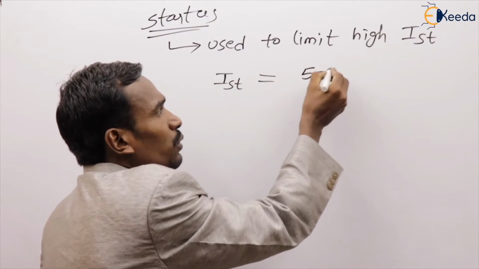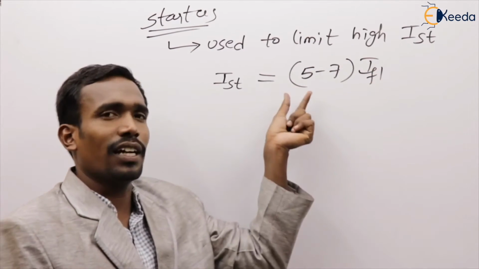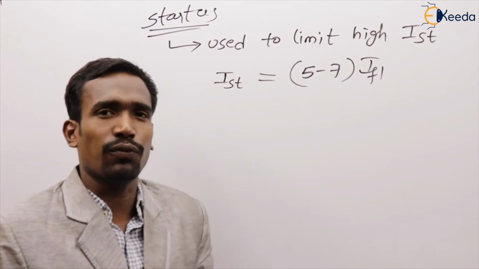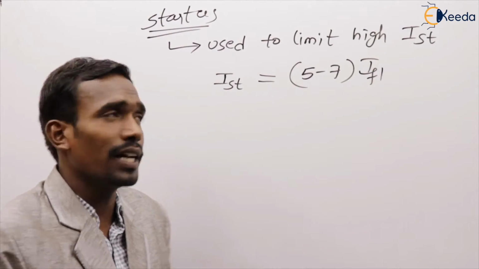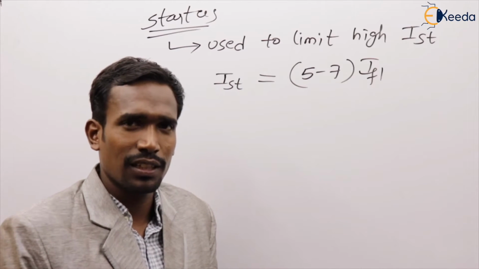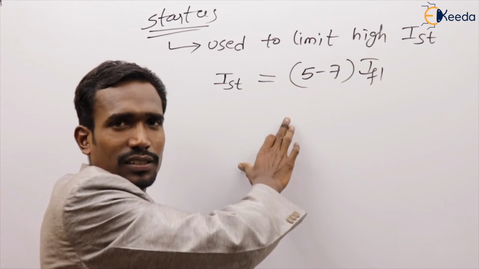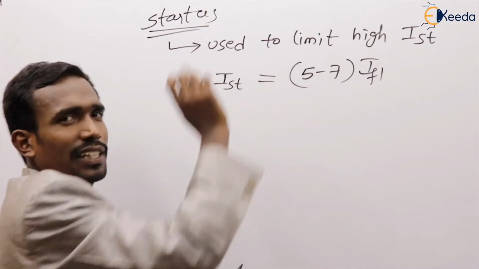the starting current is around 5 to 7 times the full load current. Due to this high current, the machine may get damaged. That's why we have to control the high starting currents, and that's why we are using starters.